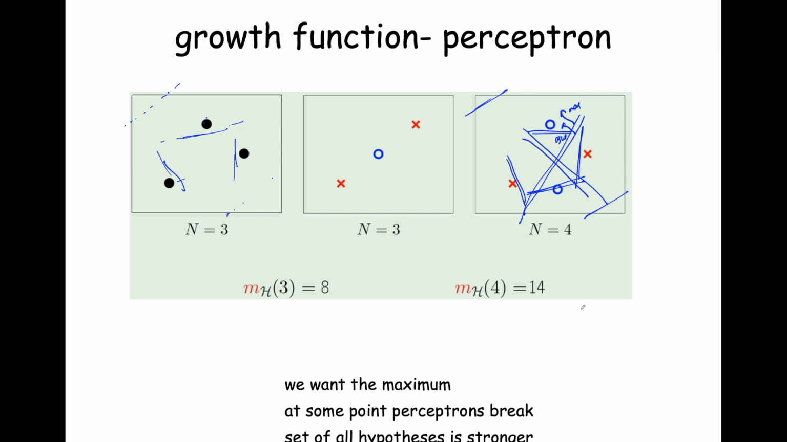And so at some point, when we increase the data set size from size 3 to size 4, something breaks. The perceptron is no longer able to produce all 2 to the n dichotomies. That means it's not expressive enough to continue once we have data set size n equals 4. It's not expressive enough to continue producing all possible dichotomies.